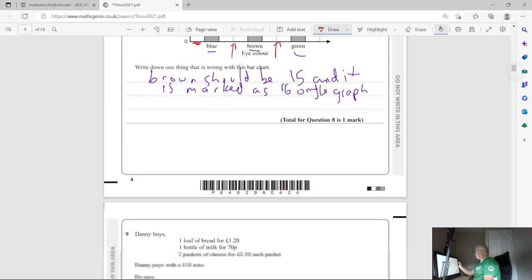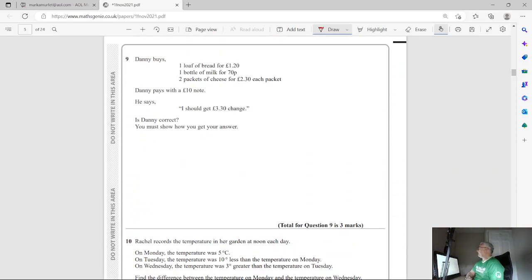Next question. Question 9. Danny buys 1 loaf of bread for £1.20, 1 bottle of milk for 70p, 2 packets of cheese for £2.30 each packet. Important one there. Danny pays with a £10 note. He says I should get £3.30 change. Is Danny correct? And at this bit, you must show how you get your answer.